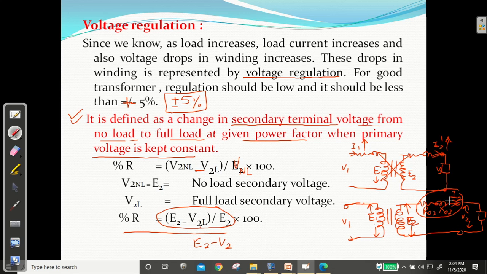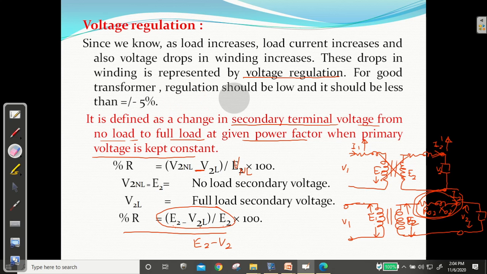This E2 minus V2, what is it? It is a drop. It shows the drop only. Regulation shows the drop in the winding. Okay, so that is the way of finding the voltage regulation. It should be less than plus or minus 5%. For a good transformer, regulation should be low. The lower the regulation, the better the transformer is called, right?